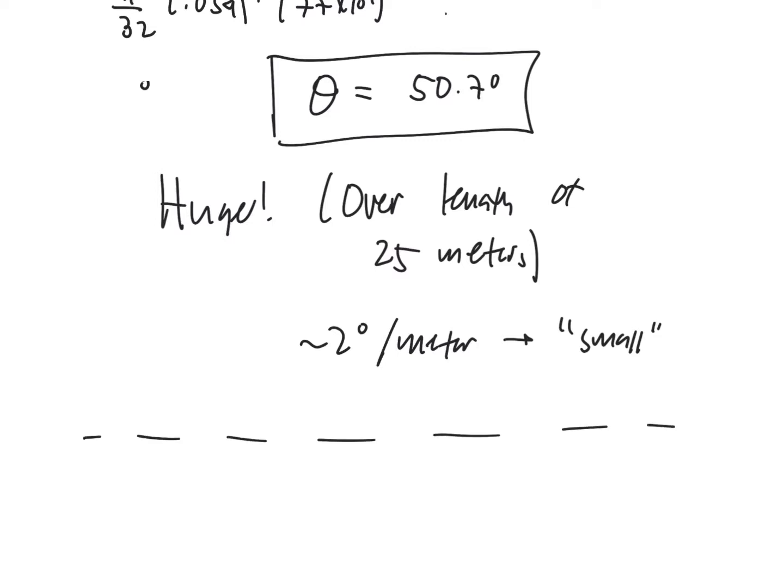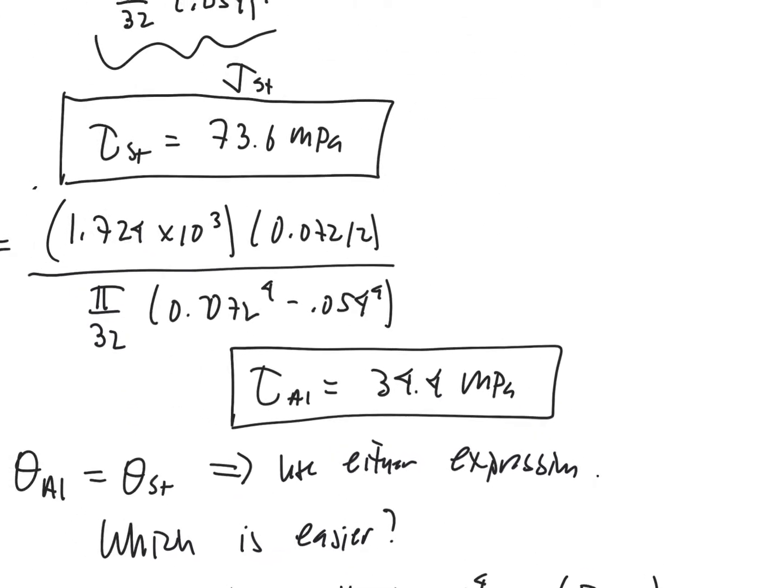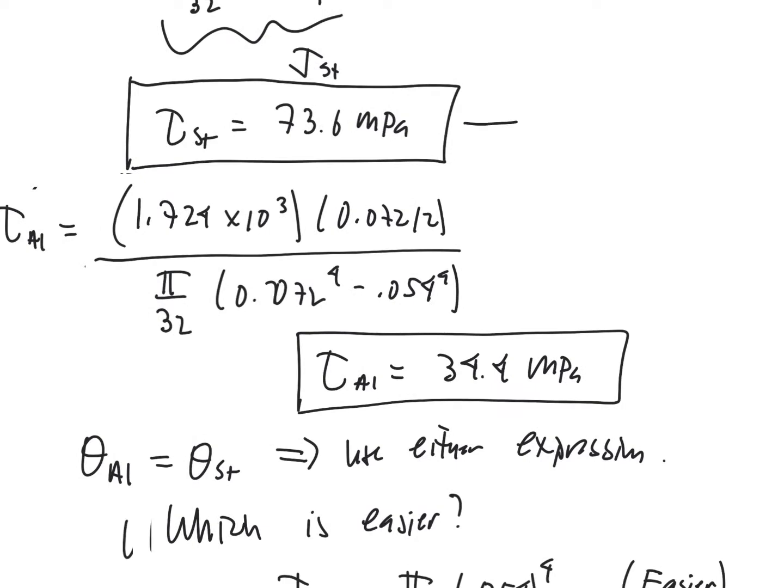That's a very common type of calculation. So this is a classic statically indeterminate torsion problem. There's one other thing, though, that we want to kind of expound upon. And I want you to notice something. The max shear stress in the steel, 73.6. Max shear stress in the aluminum, 34.4.